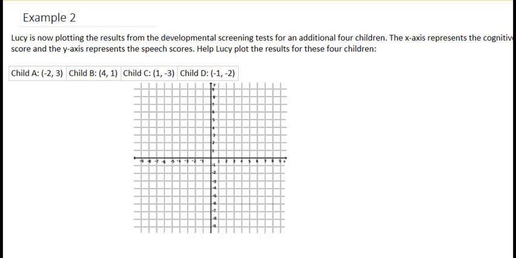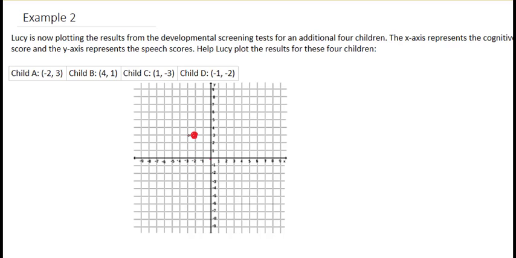So on the x-axis, we have a -2. So we'll go first on the x-axis right here. We'll start at the origin, and we go over 2 places to the left, right here where there's -2. Then we look at the y and notice it's +3. So we're going to go in the up direction. We'll go 1, 2, 3, and place our dot right there. This represents child A, because we always start with the x, then we do the y.